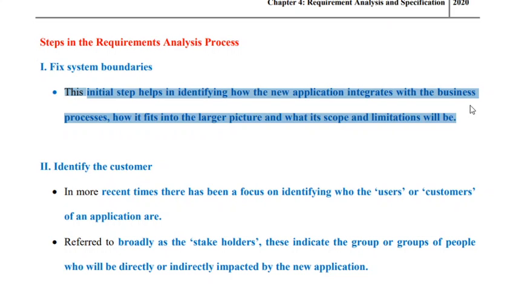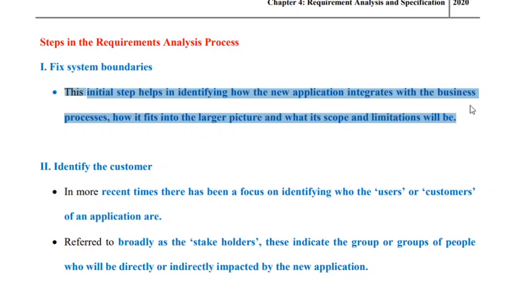Until you fix the system boundary, you may not be able to determine the scope of the system, or how the business process fits into the new system, and again what their limitations will be. So this is a very important task in the system requirement analysis process, to know the limit of the system, because only if you know the limit of the system will you be capable of determining how it integrates, the activities it performs, and the set of limitations it has.